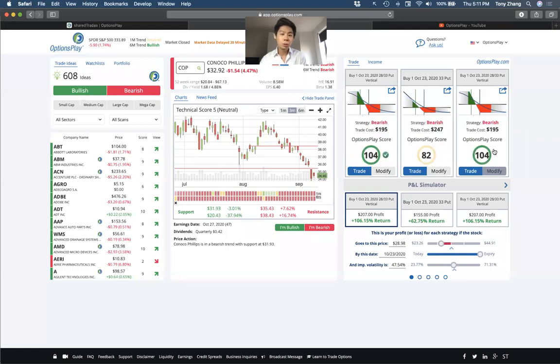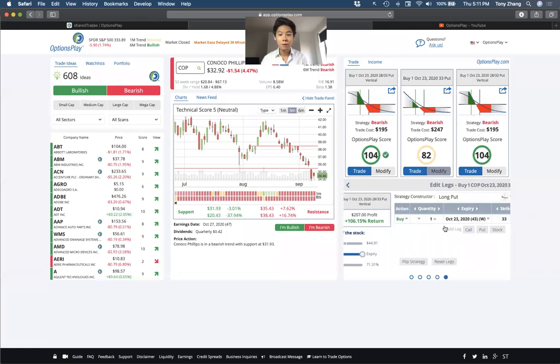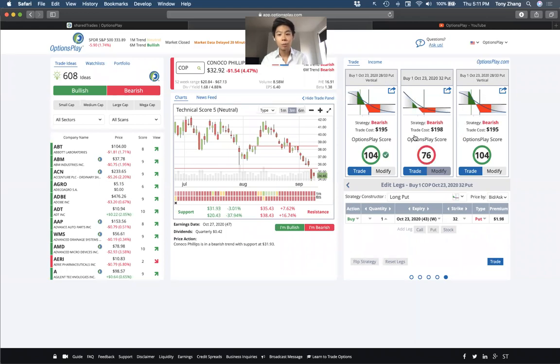And what it tells you is whether the risk to reward is skewed in your favor, whether there's no edge at all, or if it's not favorable to you at all. So it's color coded for you. Red means that the risk to reward is skewed against you. Yellow means that the risk to reward is average, and green means the risk to reward is better than expected. So that's how we created the OptionsPlay score.